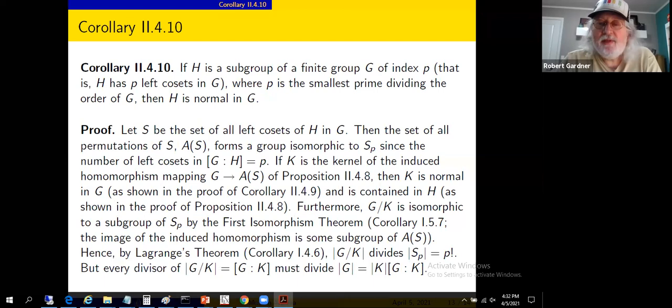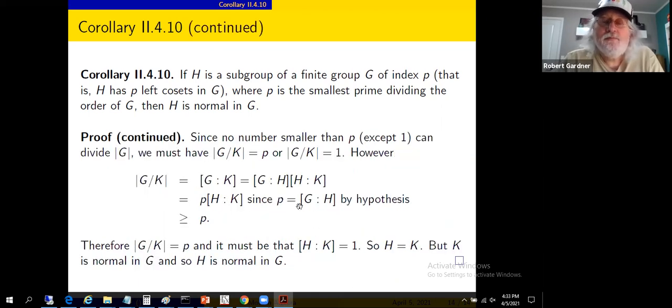Okay, so here's what we have at the bottom of this slide that's relevant to the next slide. Cardinality of G mod K divides P factorial and also divides the cardinality of G, the order of group G. But no number smaller than P, except for 1, can divide the order of G. P is the smallest prime dividing the order of G was the hypothesis. So we know the order of G mod K divides the order of G.